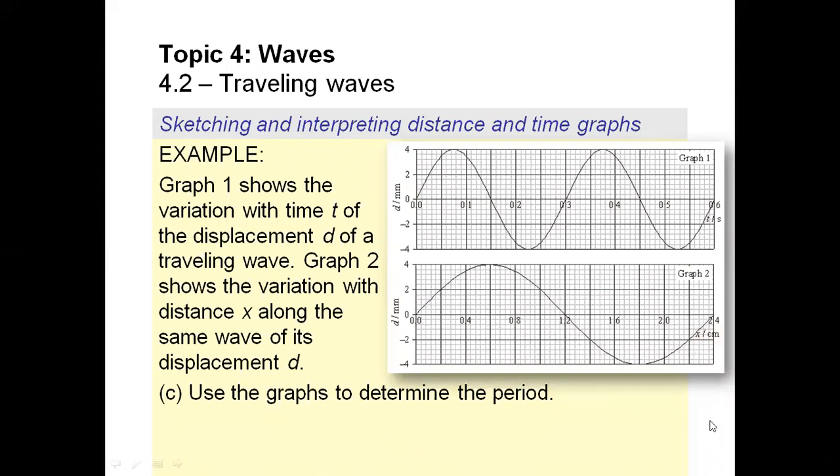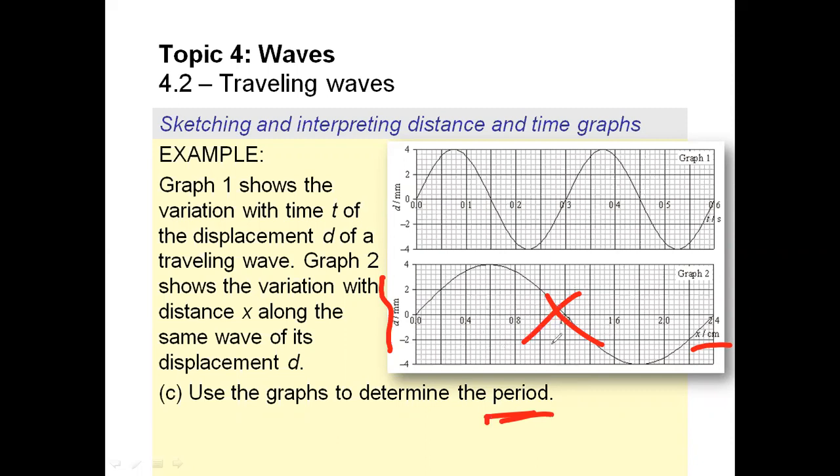Next question, use the graphs to determine the period. Now, the period is what? The period is the time it takes for one complete oscillation. So again, if we need time, we should use the first graph, because in the second graph there is no time axis. If you look at the y-plane, it's distance. If you look at the x-plane, it's distance. So that means I cannot use the second graph. To get the period, I have to use the first graph.